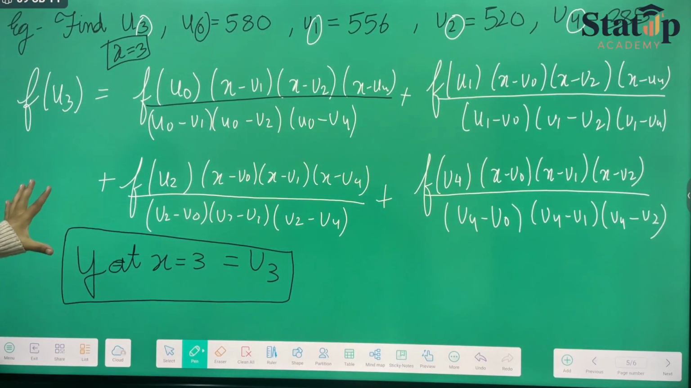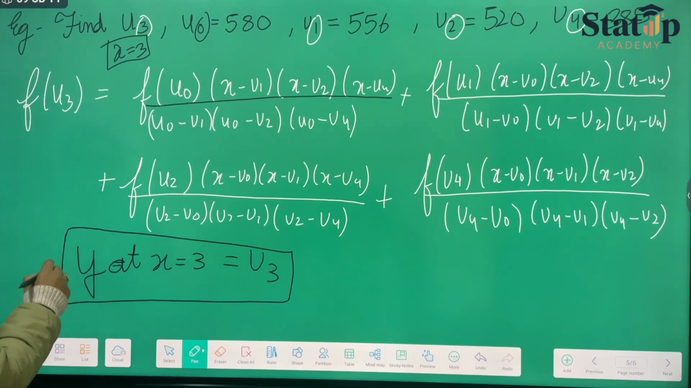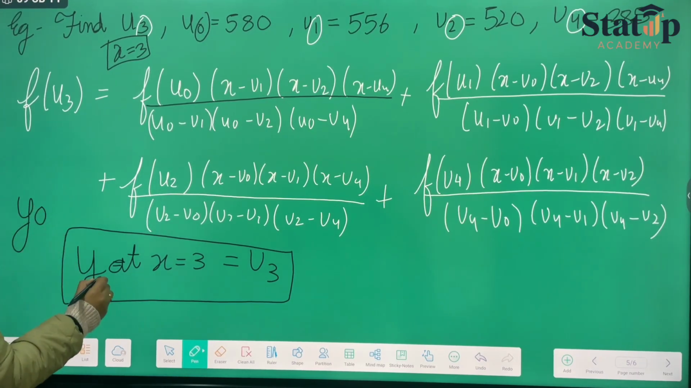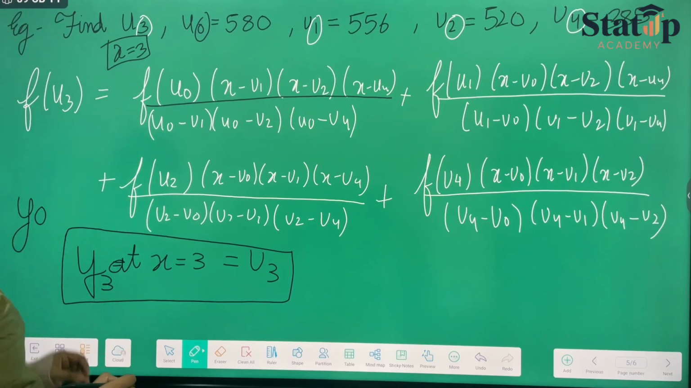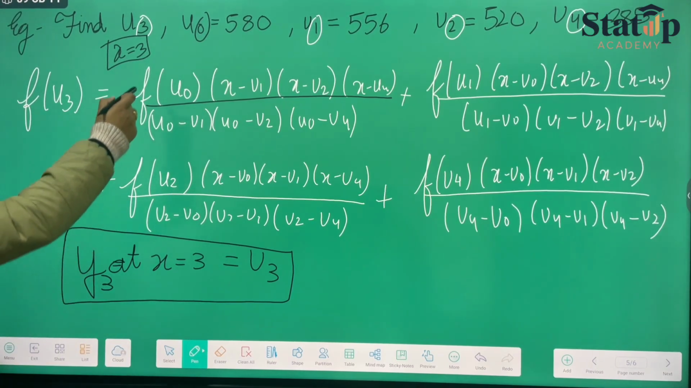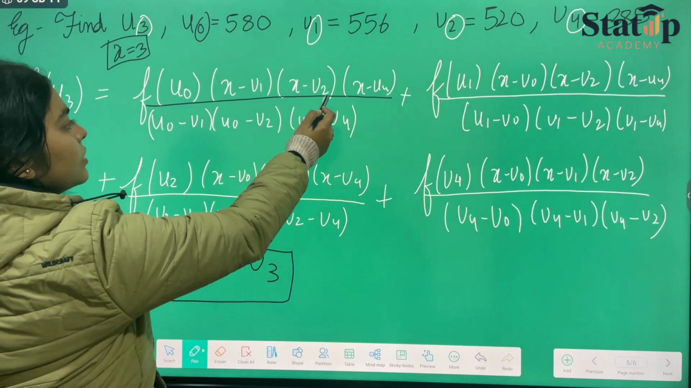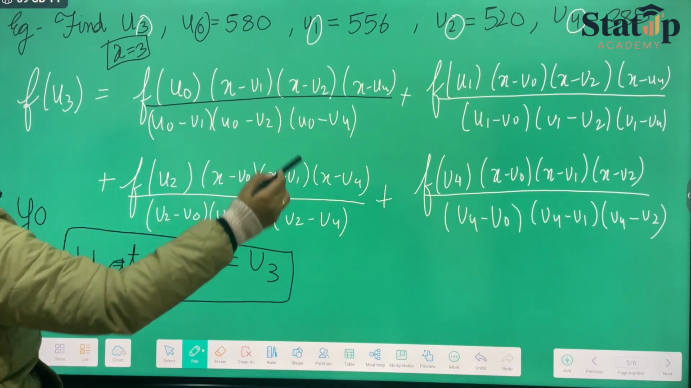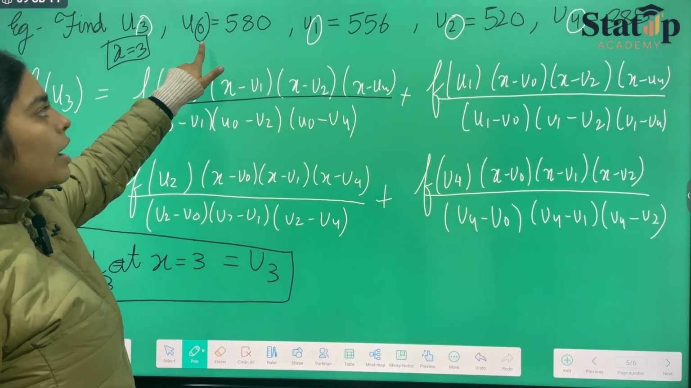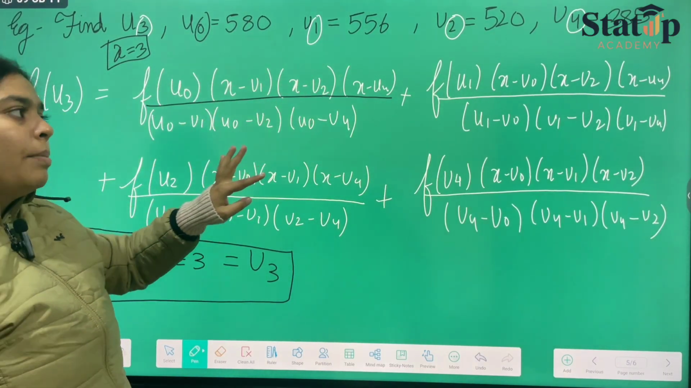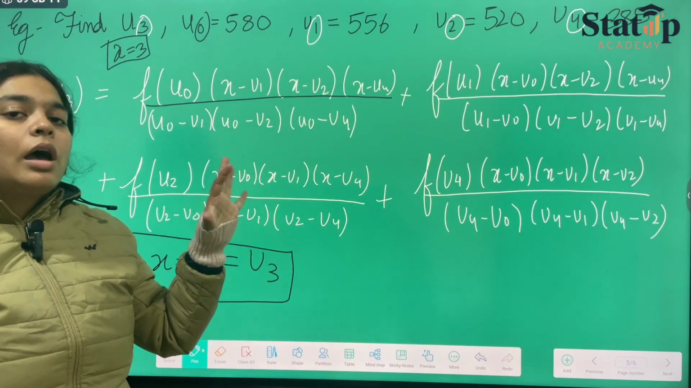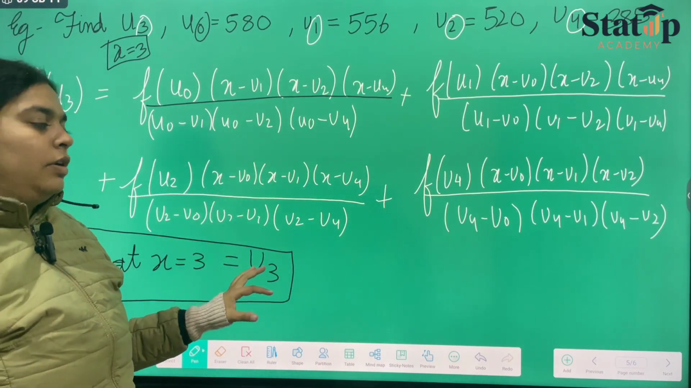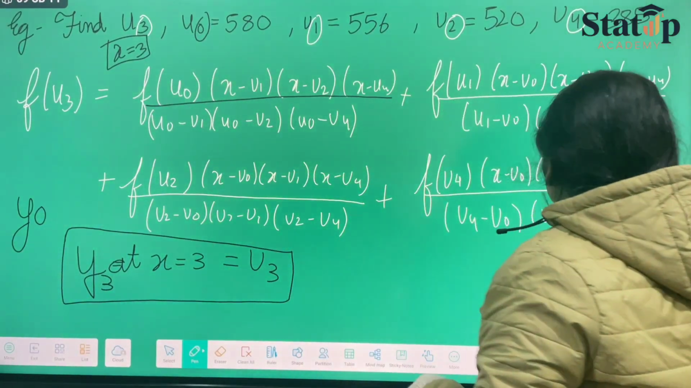Similarly, we'll write the question f of u naught. F of u naught is nothing but y naught. And y3 at x equals to 3 also we can write it as. So f u naught, x minus u1, x minus u2, x minus u4 upon u naught minus u1, u naught minus u2 and u naught minus u4. Since here also we have been given 1, 2, 3 and 4 parts, we will be doing 4 functions, sum of 4 functions and just replacing the terms.